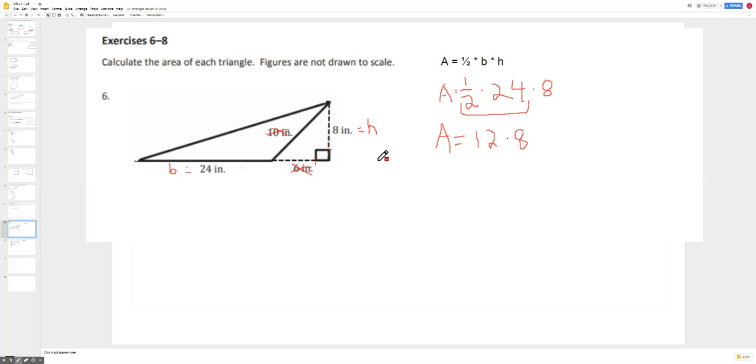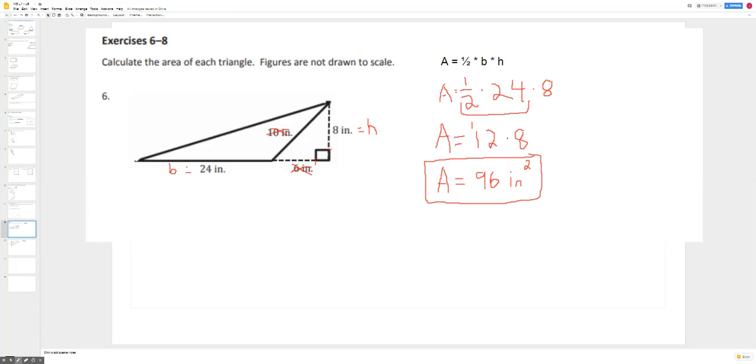As you can see, I left the units of inches off. Like I said, I always like to just simply deal with the numbers and bring the units in later because I know the units have to be squared. I do the multiplication. 8 times 2 is 16, carry the 1. 8 times 1 is 8, plus 1 is 9. So the area of this is just simply 96 inches squared.